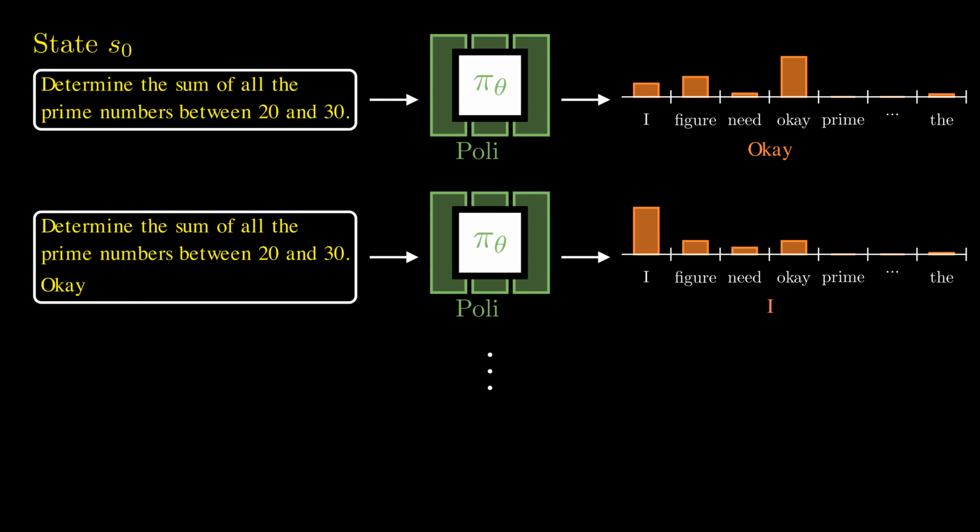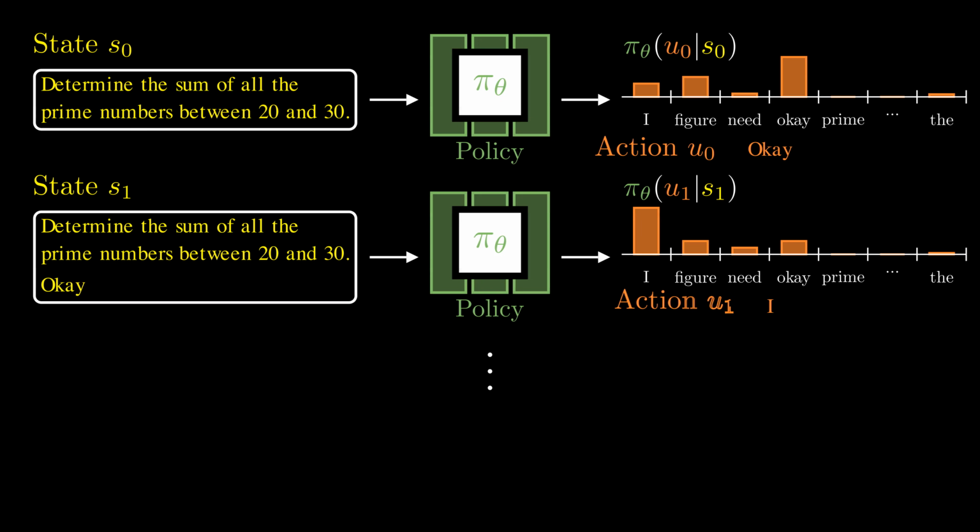We think of the language model as a policy. It's a function that takes the current state as input and returns a probability distribution over all possible actions, in our case, tokens in our dictionary. Sampling from this distribution gives us a specific action, U0, the first token. We then form a new state S1 by concatenating the question with this generated token. Our policy then uses the state S1 to predict the probability of the second token. The process repeats until the end of sequence, EOS, token is generated.